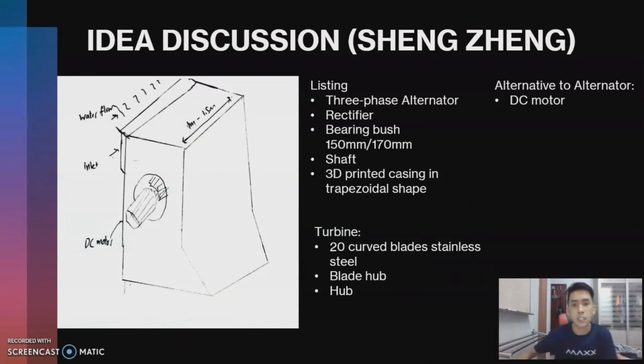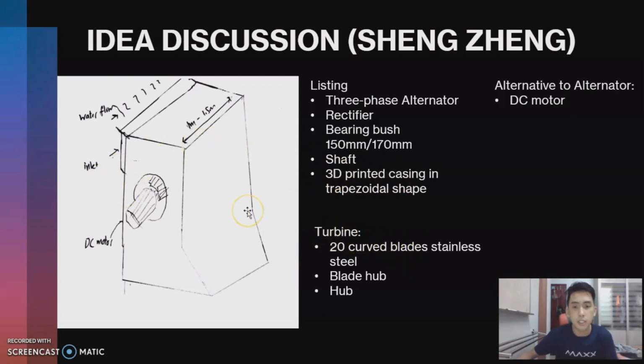So this is the list of items needed to design this water turbine: a 3-phase alternator, a rectifier, a bearing bush, which is around 150 millimeter or 100 to 70 millimeter, a shaft, and a 3D printed casing in trapezoidal shape.